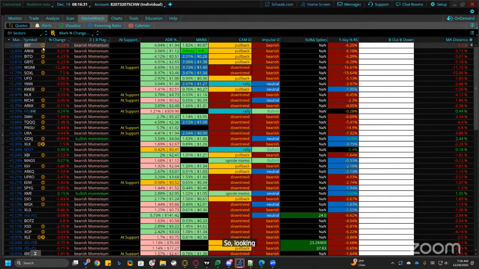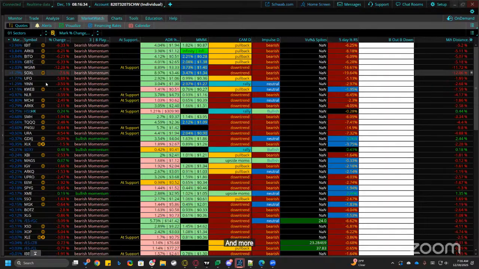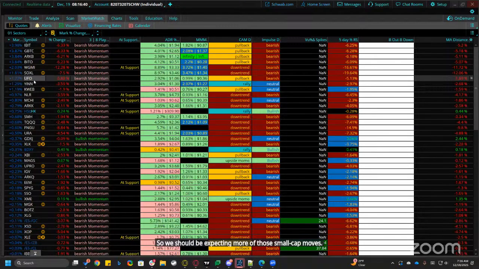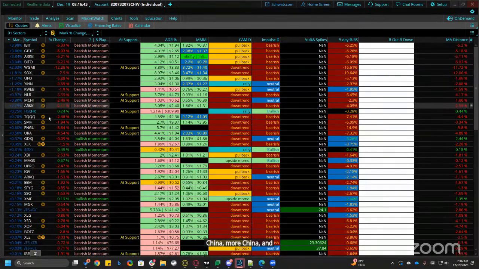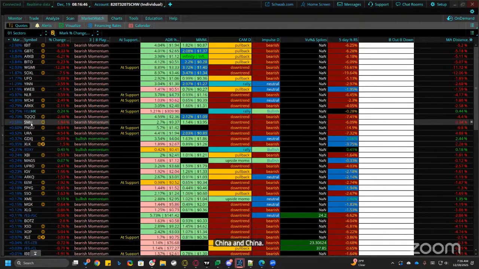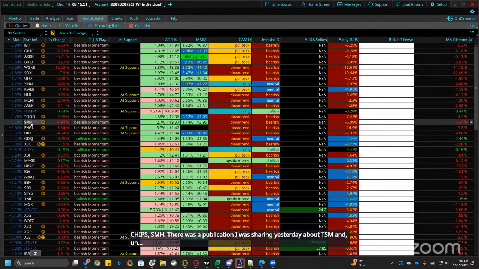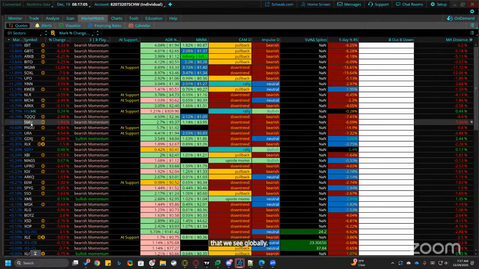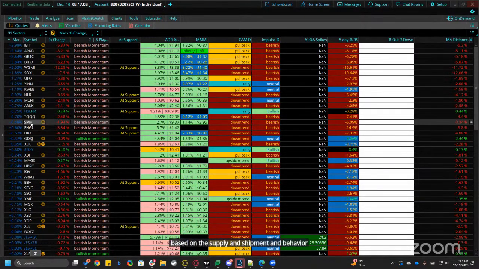So looking at what's up this morning, we got Bitcoin and more Bitcoin and more Bitcoin. UFO. So we should be expecting more of those small cap moves. China, more China, and then China and chips, SMH. There was a publication I was sharing yesterday about TSM and MSCI. It's this really awesome correlation between the output in Taiwan semiconductors and the 12-month lagging effect that we see globally based on the supply and shipments and behavior of those shipments. So it was a good read.